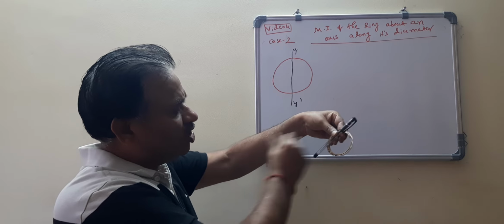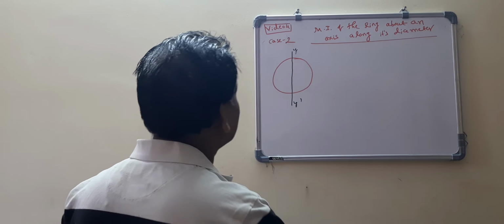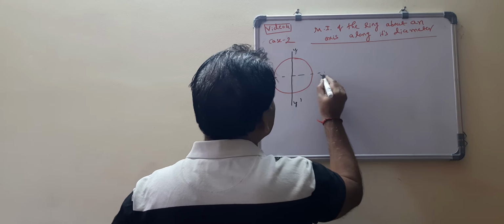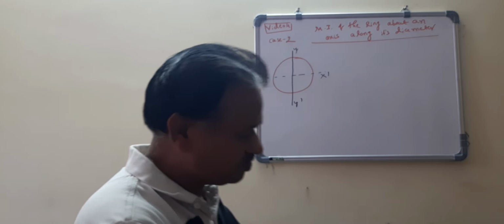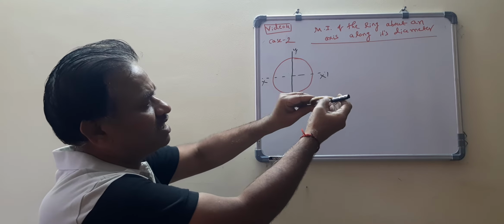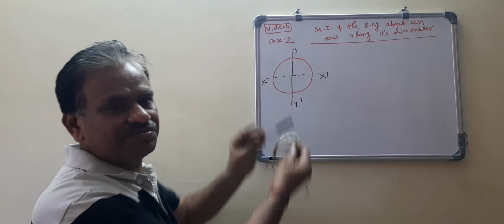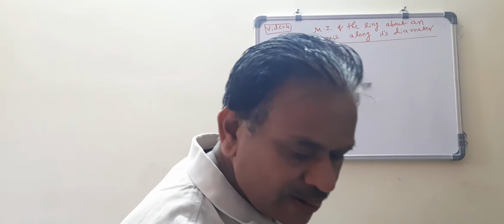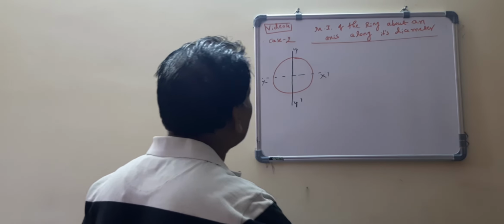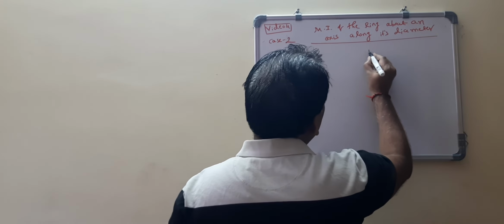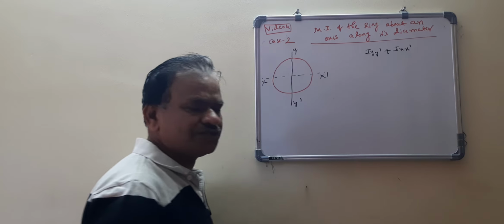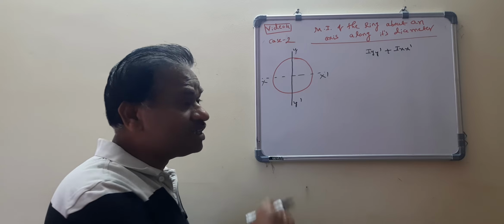Or else, along the x-axis I am making it, x x dash. I can make it either along y dash or along x dash. It rotates like this. But remember, since it is a symmetric body, along the y-axis I will call it I y y dash, and this is I x x dash. Here I am using a theorem.